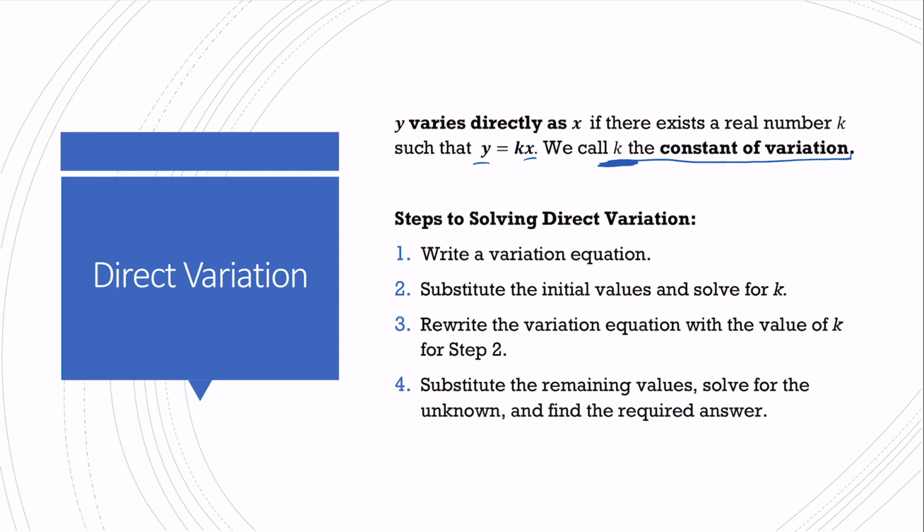Y and x are our standard variables, but you could use variables that are more representative of your situation depending upon the problem. So the first thing we're going to want to do is write our variation equation. Substitute in the initial values. It's going to give you initial values so that you can solve for your constant of variation k. Then we're going to rewrite our variation equation with the value of k and substitute in our remaining values and solve for the unknown if that problem is asking for us to solve for an unknown. Some just want us to figure out what our constant of variation is, and then you can find the required value. So let's work through an example.